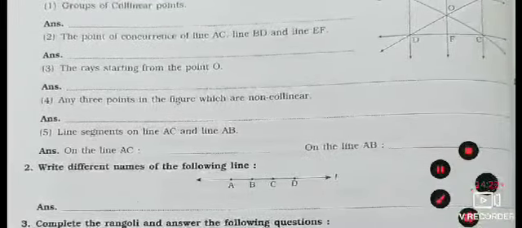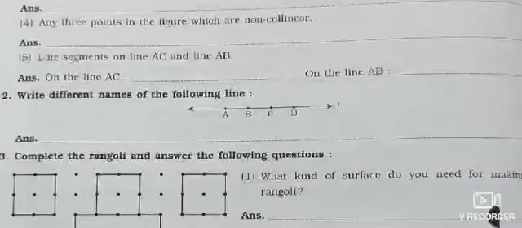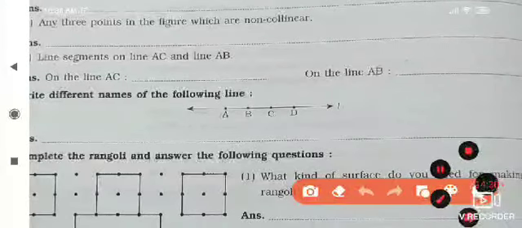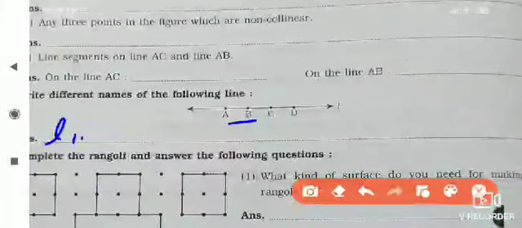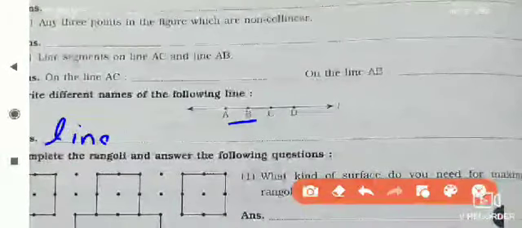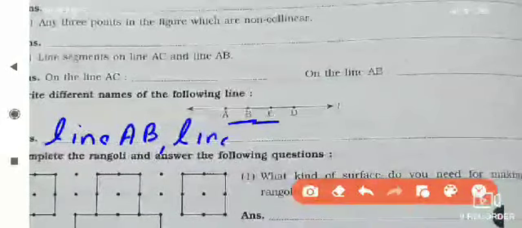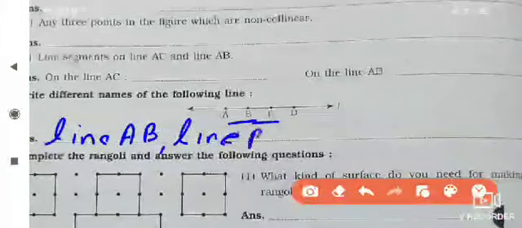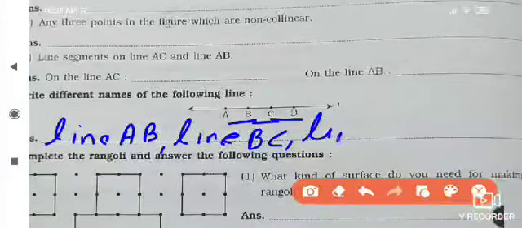Now after this question, we will move towards the second question. Write the different names of the following lines. So how to write this? This is line AB also. It never ends. It continues, which means it extends on both sides. Line AB. We can read it as line BC also. Line BC. Then we can read it as line CD.